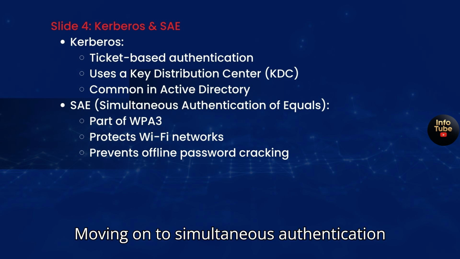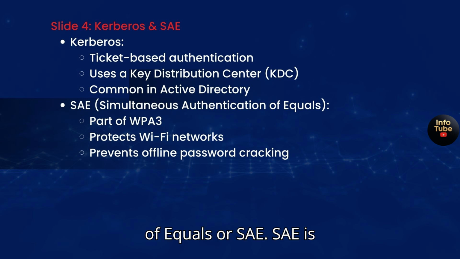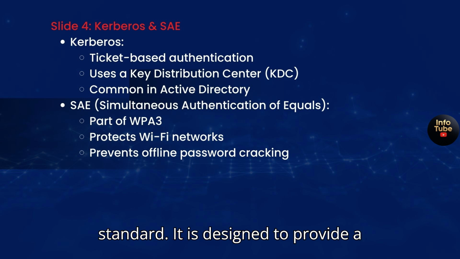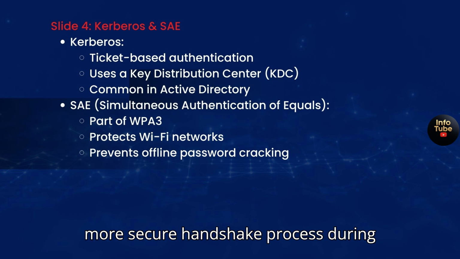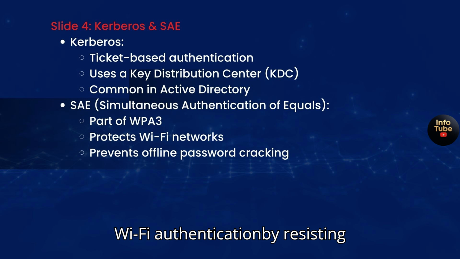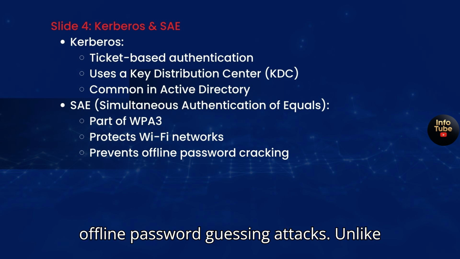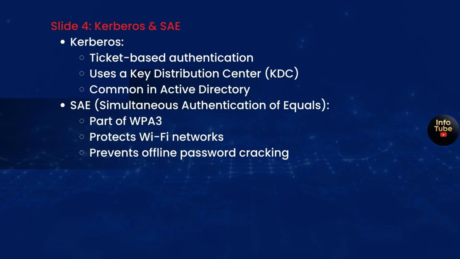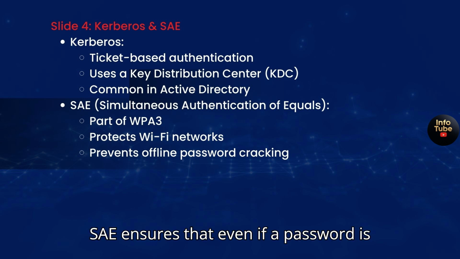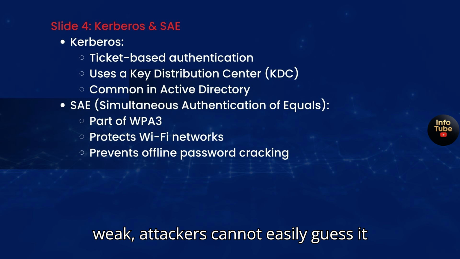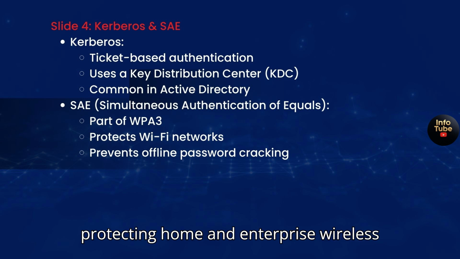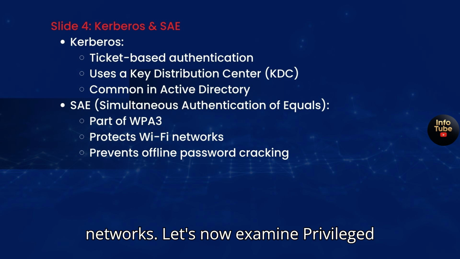Moving on to Simultaneous Authentication of Equals, or SAE. SAE is part of the WPA3 Wi-Fi security standard. It is designed to provide a more secure handshake process during Wi-Fi authentication by resisting offline password guessing attacks. Unlike WPA2's pre-shared key method, SAE ensures that even if a password is weak, attackers cannot easily guess it offline. This is especially useful in protecting home and enterprise wireless networks.